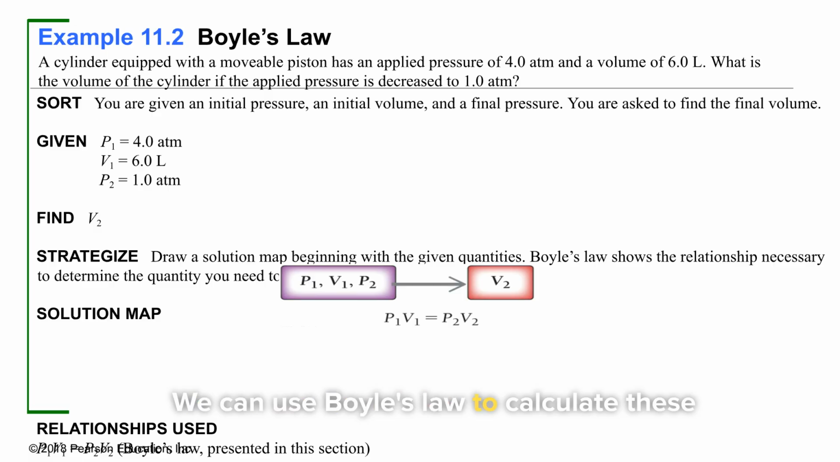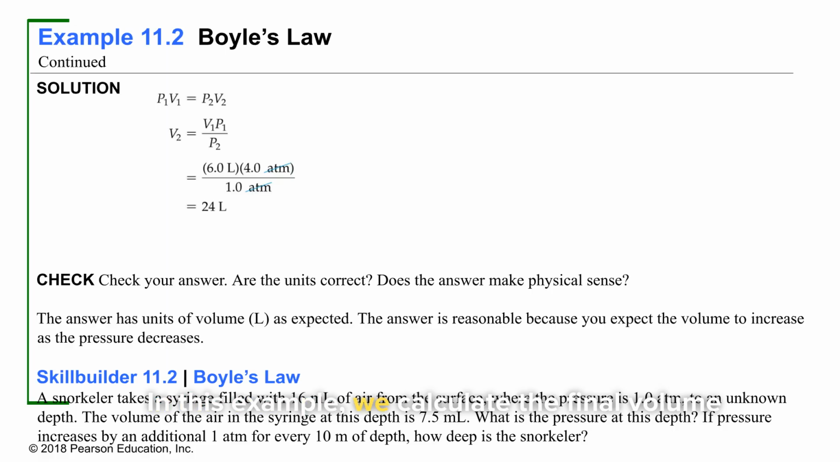We can use Boyle's law to calculate these changes. Given an initial pressure and volume, we can find the final volume if the pressure changes, using the formula P1V1 equals P2V2. In this example, we calculate the final volume when pressure drops from 4 atmospheres to 1 atmosphere. The result is a simple verification that lower pressure corresponds to a larger gas volume.